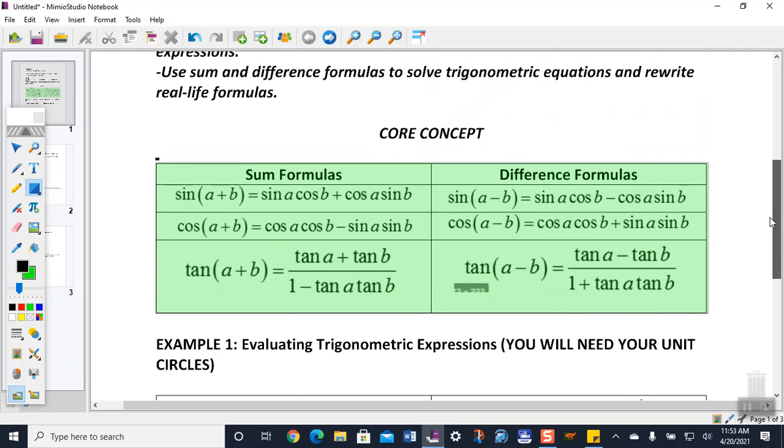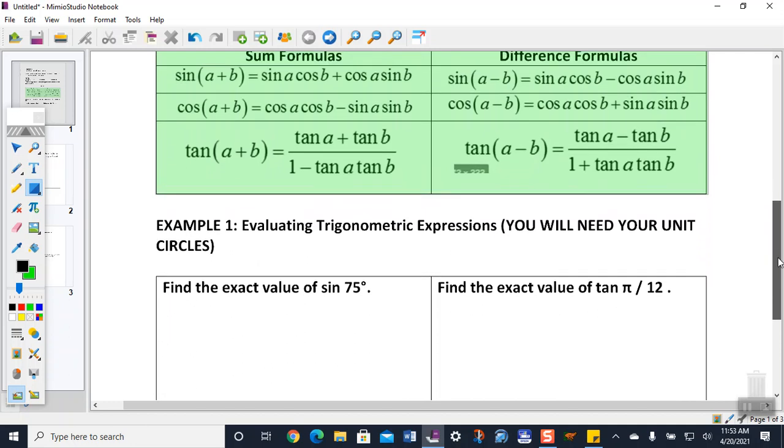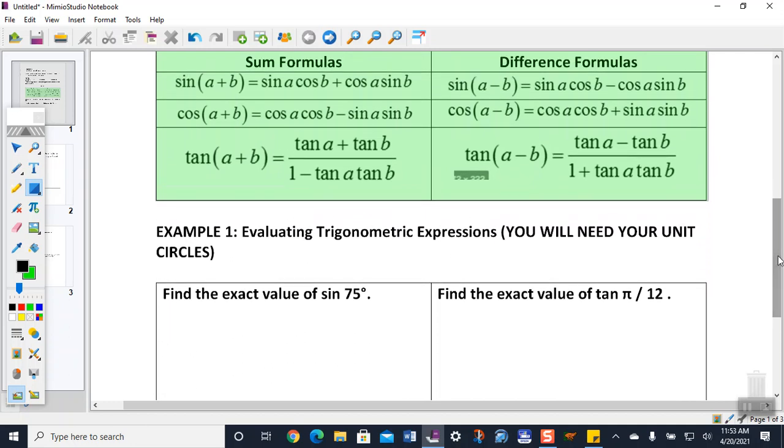So we'll get started on this right here. Example 1 says to evaluate trigonometric expressions. Here's how this works: we've got some formulas up here, and we're going to use these formulas to work with some sum formulas and some difference formulas. The key thing I want you to pay attention to is this. When you're starting to solve or find stuff right here, this gets pretty interesting.